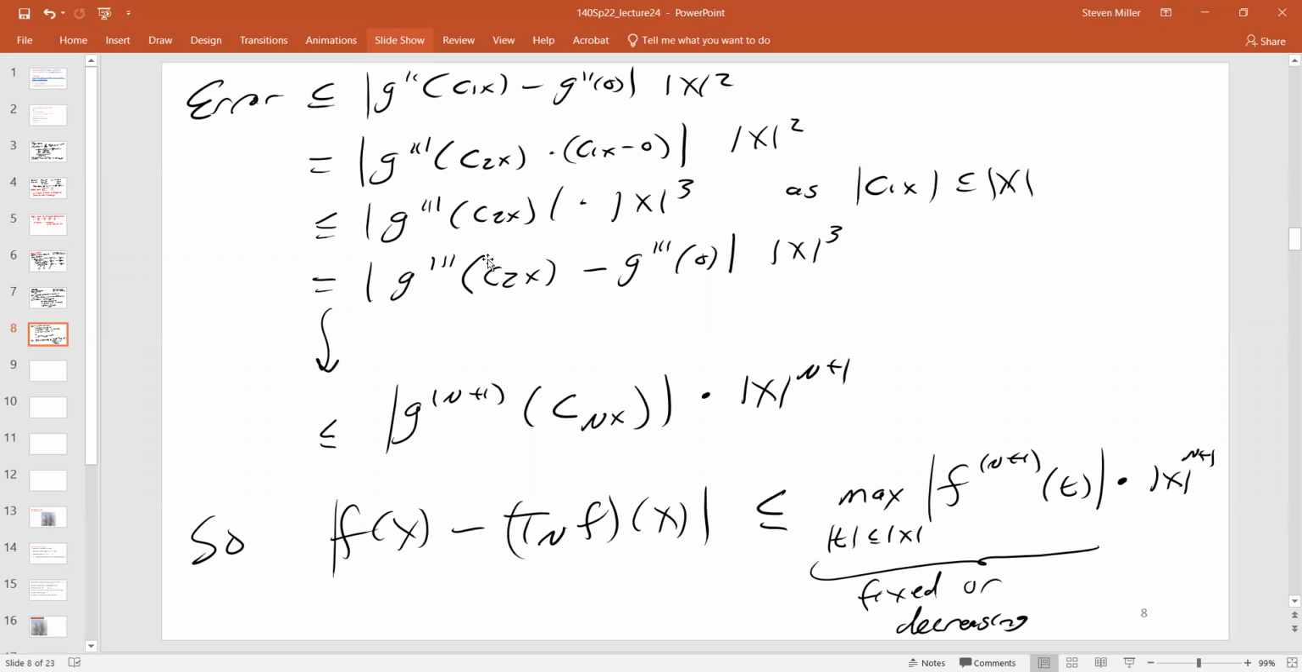This is not the best job you can do. With a better analysis, I think you can get an n factorial or something like that down in the denominator. If n equals 10, n factorial is respectable. To me, this is a good enough argument. It's really straightforward. It's just repeating the mean value theorem. It really highlights what's going on.